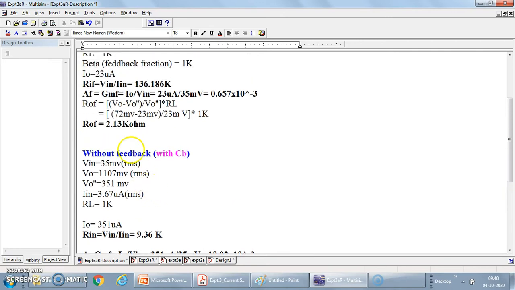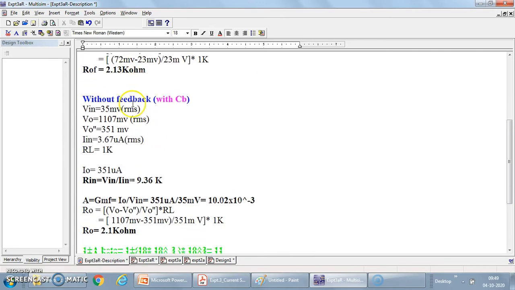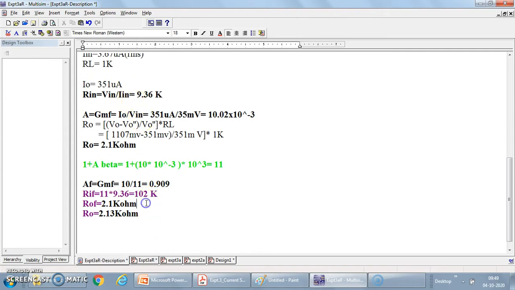So how much are we getting here? RIF is 136, so it is more than that, which is also acceptable. The only concern is ROF. In these calculations, the output resistance approximately remains constant with feedback. This does not match the ideal conditions. In a current series feedback amplifier, input resistance and output resistance should both ideally increase by a factor of 1 plus A beta, along with the gain. So gain and input resistance are matching, but output resistance is not matching with ideal conditions.